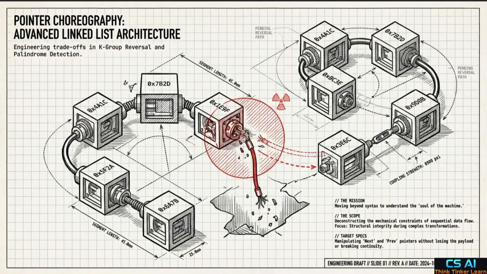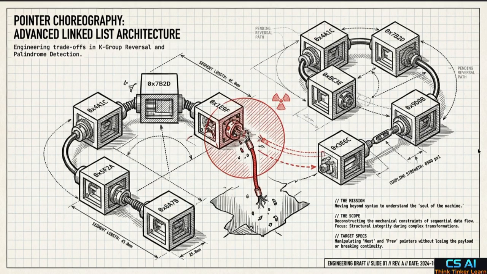This intricate blueprint highlights the precise manipulation of pointers. On the left, we see a segment of a linked list with nodes like 0x4A1C and 0x5F2A connected by a segment length. On the right, we are introduced to a potential pending reversal path, indicating a transformation. At the center, a critical linkage appears to be compromised, marked by a radiation symbol, illustrating a potential failure point.